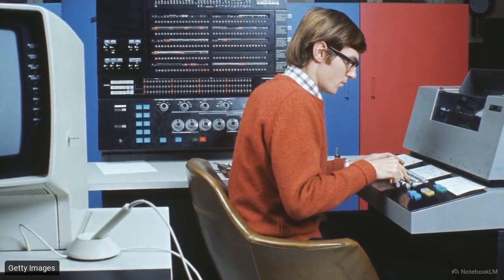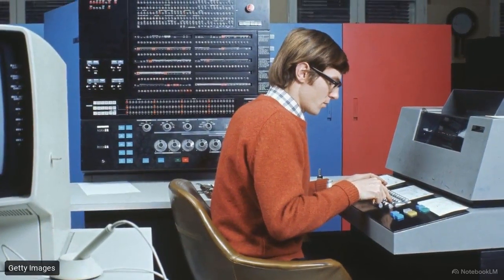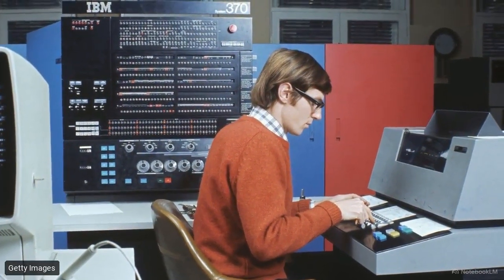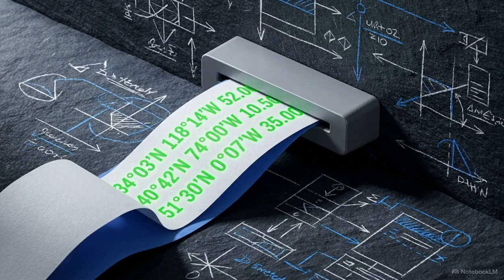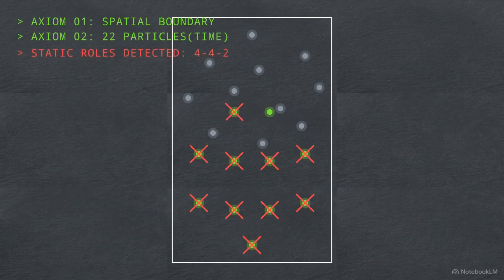Their first step was installing a massive, room-sized mainframe computer directly into Dynamo Kyiv's training facility to mathematically map the playing surface. The foundational metrics of modern football analytics were programmed on this analog Cold War-era hardware. The Lobanovskyi system began with these axioms: a defined spatial boundary containing 22 interacting particles, bounded by time.